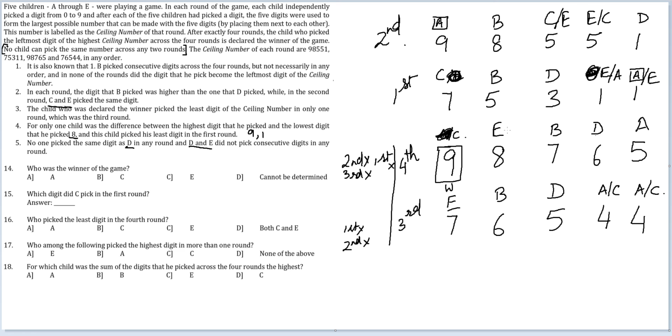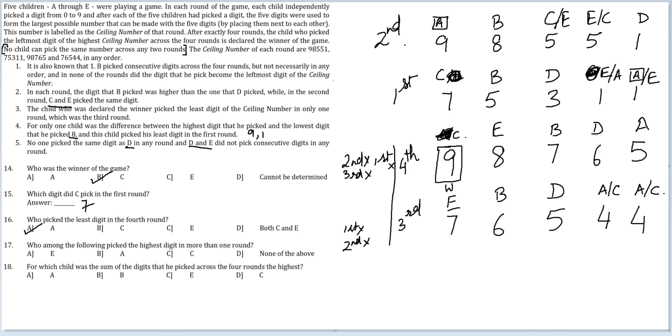Who was the winner of the game? According to our tabulation, C is the winner of the game. Which digit did C pick in the first round? In the first round, the digit picked by C was 7. So the answer to this question is 7. Who picked the least digit in the fourth round? In the fourth round, the least digit was picked by A. So the answer will be option A.